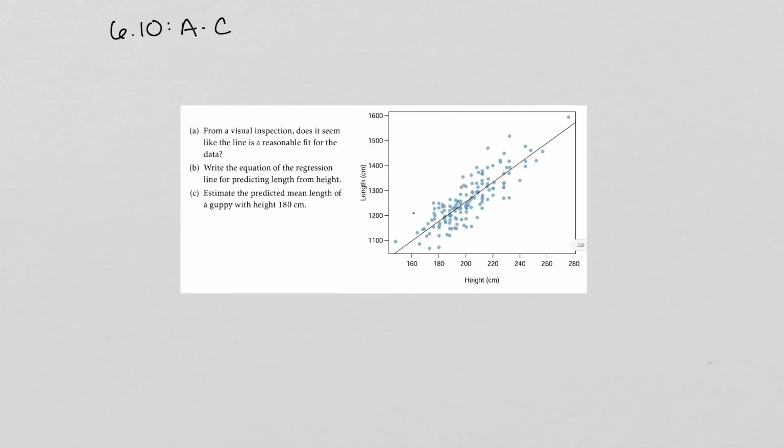Okay, another linear one here. From a visual inspection, does it seem like the line is a reasonable fit? Yes, the line is right in the middle of the cloud of points. Right, if we were to do this, there's almost the same number of points on this side as there are on this side. Write the equation of the regression line for predicting the length from height.